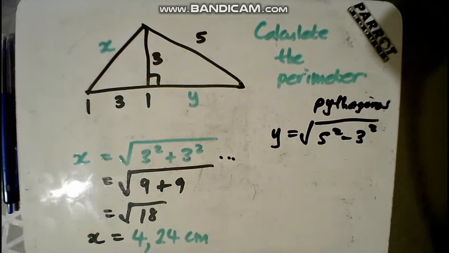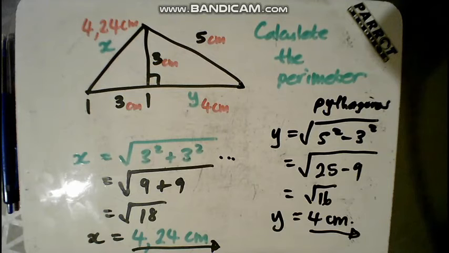Alright, so next we're going to calculate y. Don't forget here we're finding a short side, so it's going to be subtract. So it'll be 5 squared minus 3 squared. And then we can plug it into our calculator and get the answer of y. Let's assume all the measurements are centimeters, right?